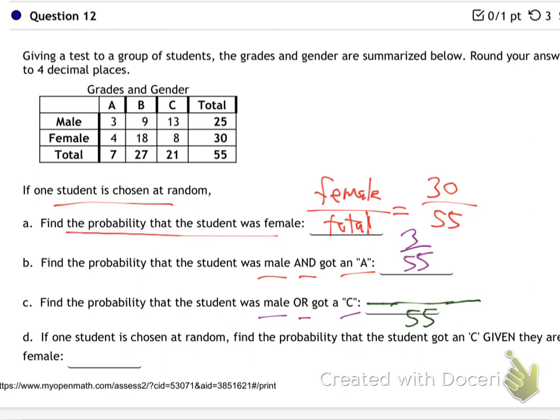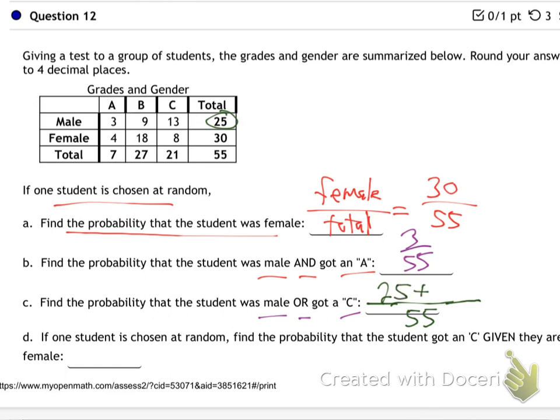There's a couple different ways to go. You could just grab the total male number, 25 total males, which comes from 3 plus 9 plus 13. You could just add those up, or you could just say, look, it's already added up for me. 25 total males.